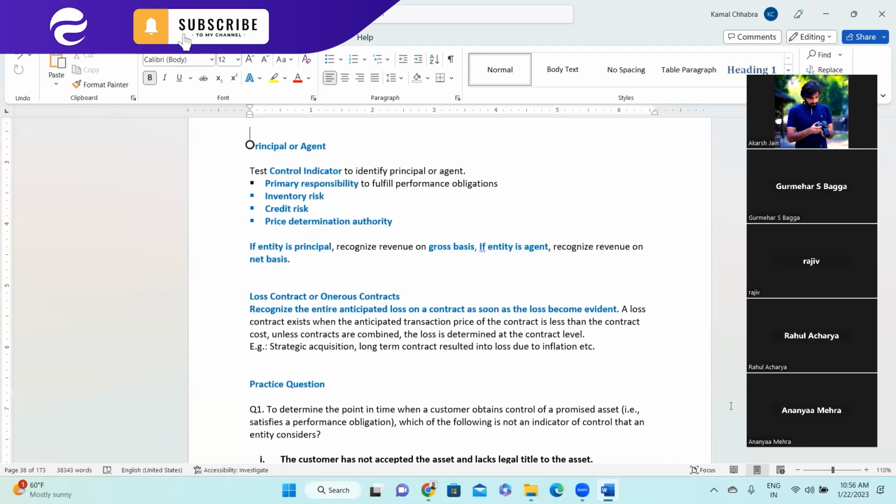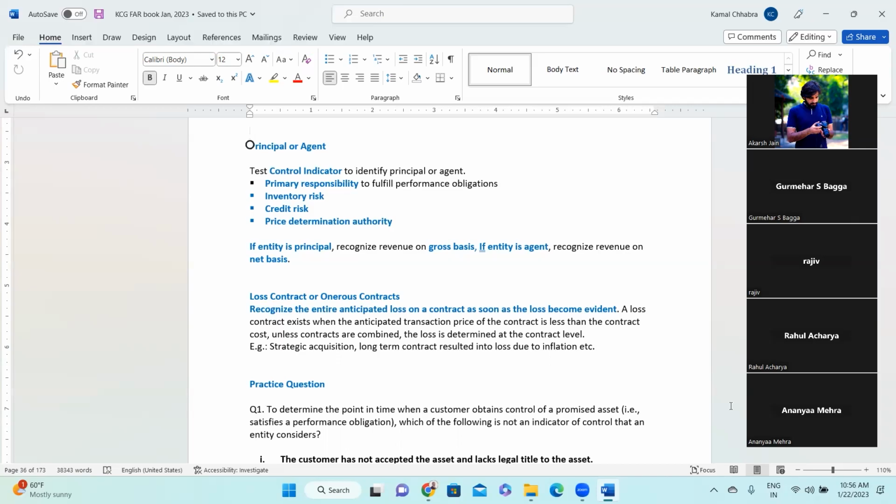So there is a control indicator which helps in identifying whether the person is a principal or that person is an agent. Why do we need to identify any person to be an agent or principal? Any idea?